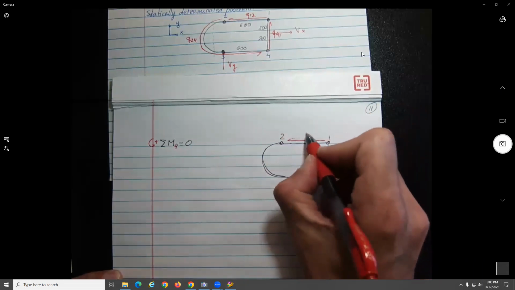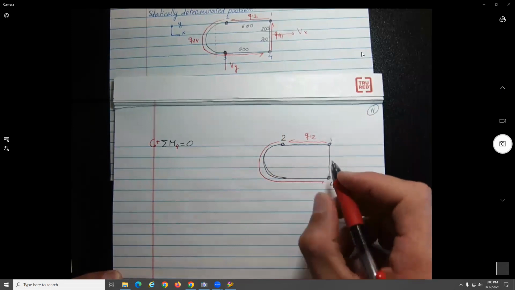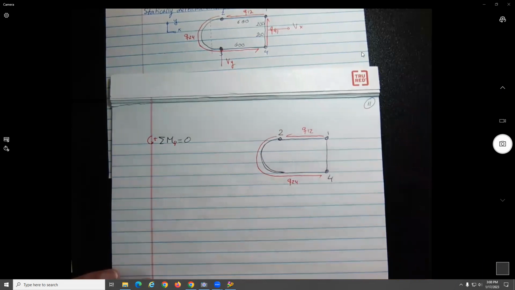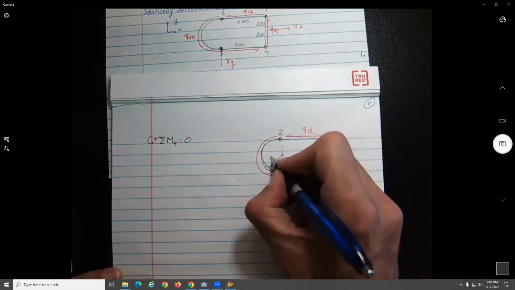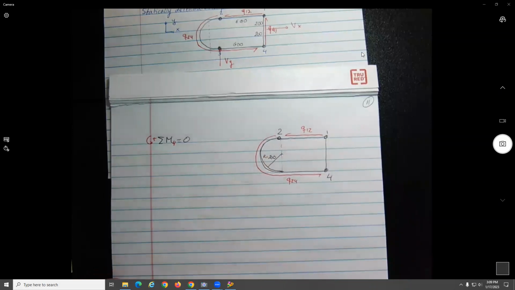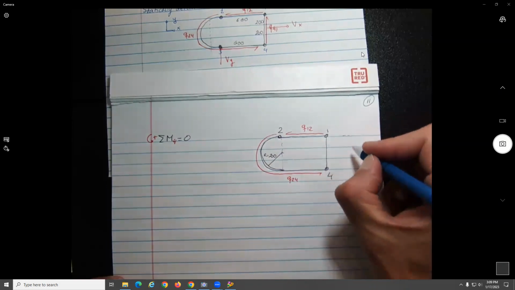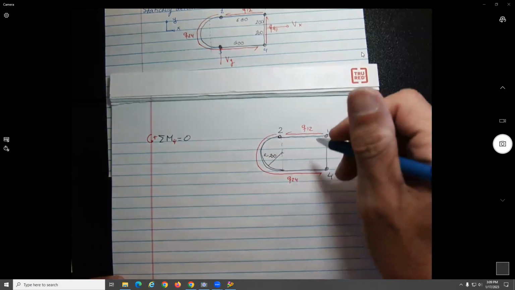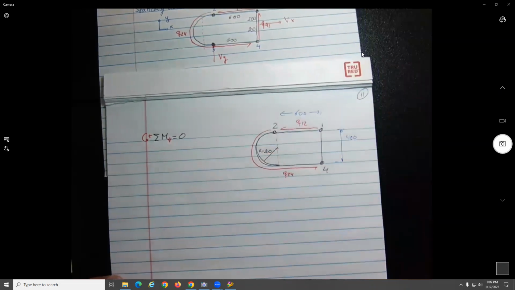Q12, Q24. We know this is 200. So this is R equal to 100. This would be 400. And that distance here is 600.